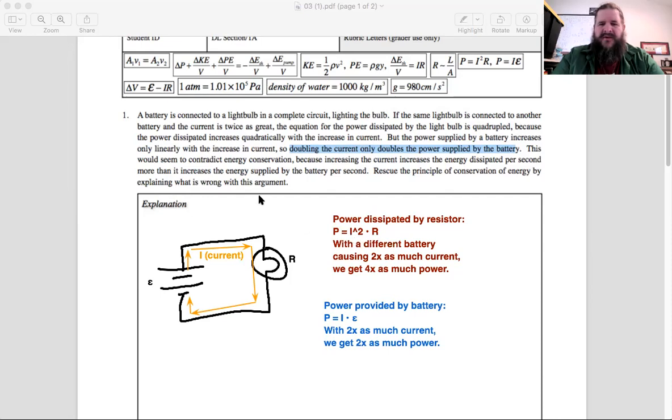What are we changing to make the current flow twice as fast? Yeah, we're changing the battery, right? So if we go to the power provided by the battery formula, twice as much current should suggest twice as much power. But specifically, what about the battery are we changing to get twice as much current? Yeah, we're changing epsilon. In order to get twice as much current, you need to change the voltage provided by the battery by what factor?